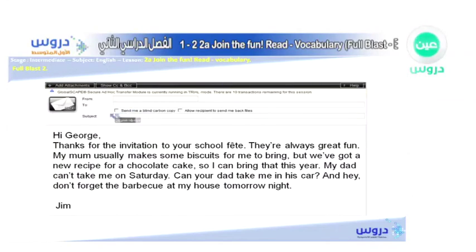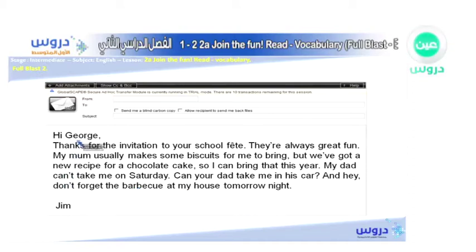Alright, so let's look at these two emails. The first email here, as you can see, both of them are addressed to someone named George. So let's read it together. Hi, George. Thanks for the invitation to your school fete. They're always great fun. My mom usually makes some biscuits for me to bring, but we've got a new recipe for a chocolate cake, so I can bring that this year. My dad can't take me on Saturday. Can your dad take me in his car? And hey, don't forget the barbecue at my house tomorrow night.